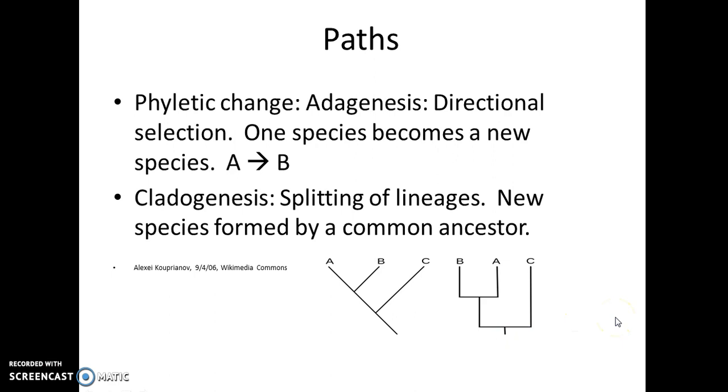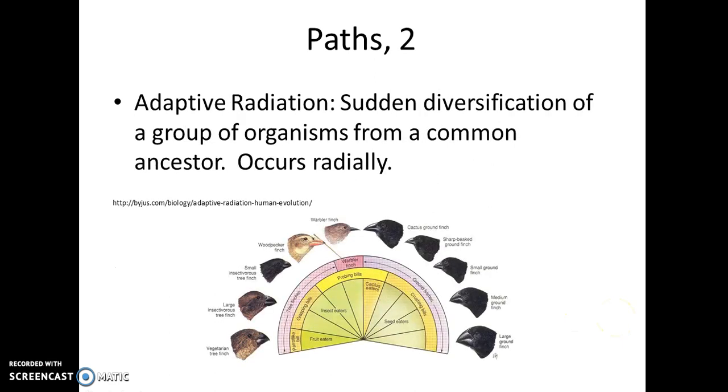Cladogenesis. The third is adaptive radiation, when you have sudden diversification of a group of organisms from a common ancestor. So the pattern occurs radially out from the center, just like Darwin's finches. You had a parent population and over time became 13 different populations of finches.